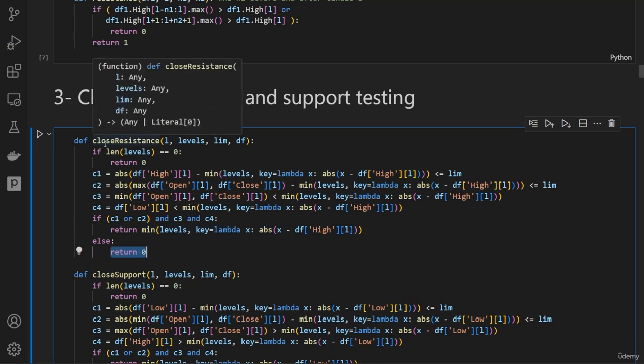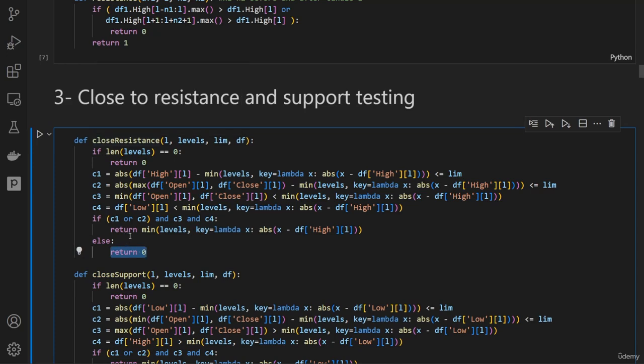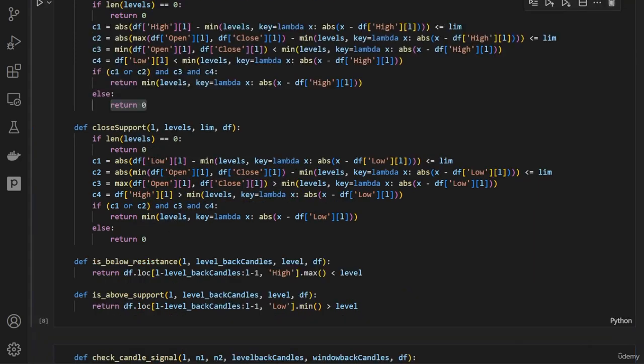So this function is not only returning if we have a signal or not, or if the candle is close to the level or not, it's also providing which level it is close enough to. The close support function, much like its resistance counterpart, takes 4 parameters: L, levels, limit, and data frame. L represents the index of the data point being examined, the current candle. Levels is a list of support levels this time. The limit is the threshold used for comparisons, and the data frame is the last argument here.